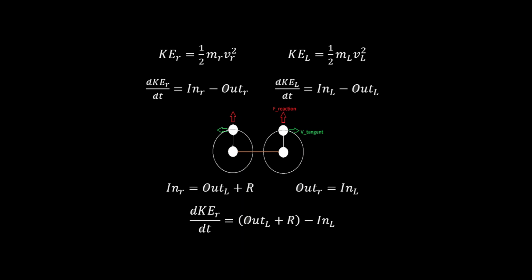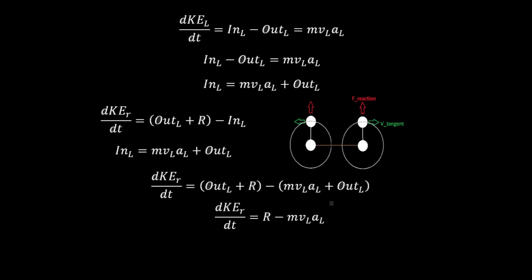Furthermore, we define that the radial system has an inflow of energy denoted R, which we assume for now is constant. Thus, the rate of change of the kinetic energy in the radial system is the sum of this inflow R and the amount of energy leaving the linear system for the radial system, minus the amount of energy leaving the radial system for the linear system. Similarly, the rate of change of the kinetic energy of the linear system is the difference between the inflow and outflow energy from and to the radial system, respectively.